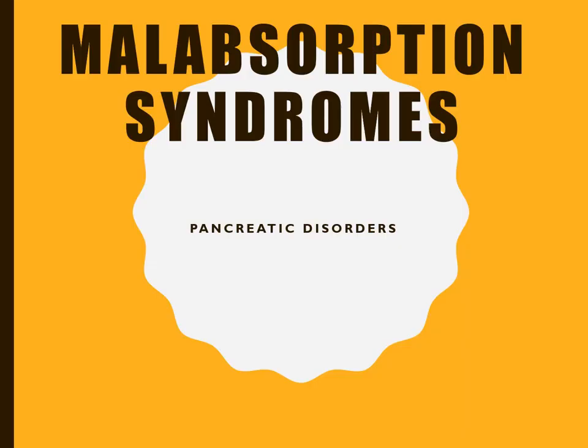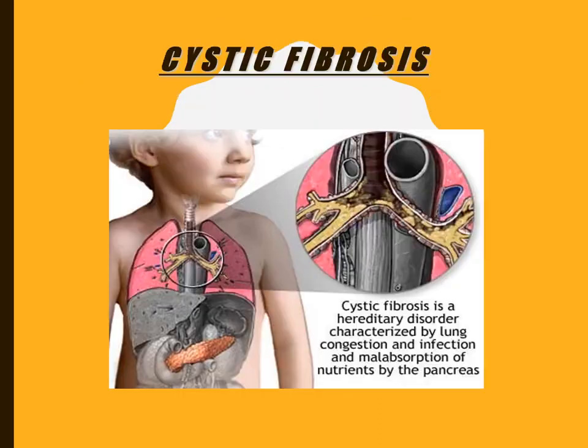Let's talk about a couple of malabsorptive syndromes. First of all, let's have a peek at pancreatic disorders. As you all know, cystic fibrosis is the most common cause of pancreatic insufficiency in children. I'm pretty sure you have details of this disease from your respiratory course. So cystic fibrosis is a hereditary disorder characterized by recurrent pulmonary infections and malabsorption of nutrients due to pancreatic insufficiency.